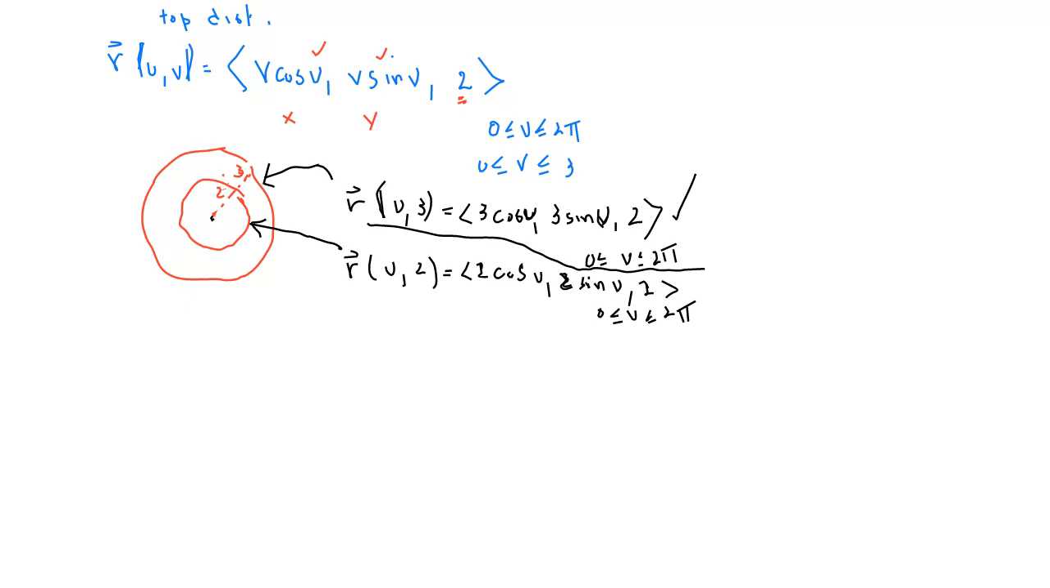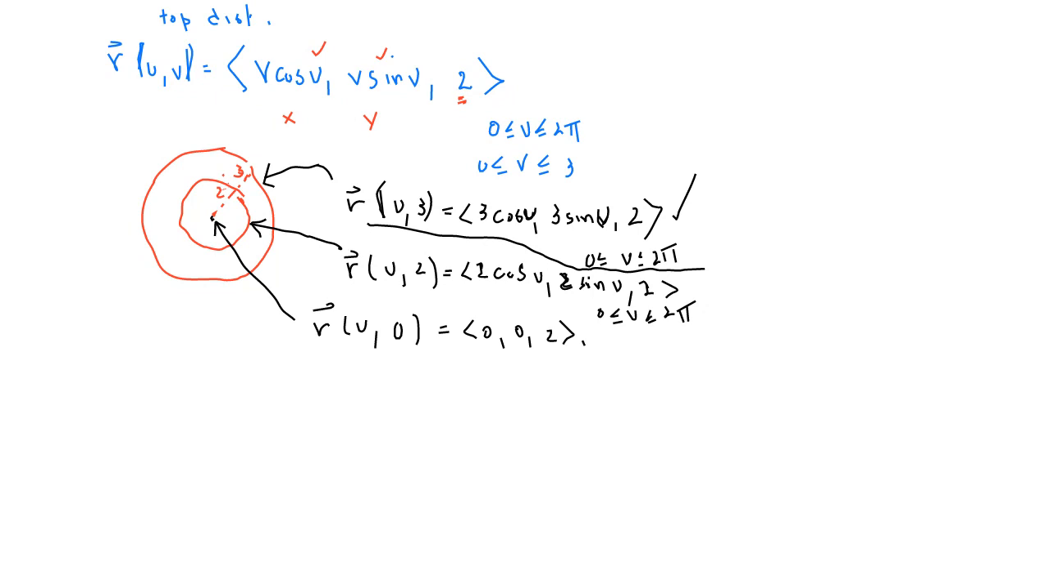Let me just do the center. Let me do one more right here in the center. For the center here, that would be r of u comma what value? R of u comma 0. That's right, Juliana. Well, that's just going to get us 0, 0, and 2.